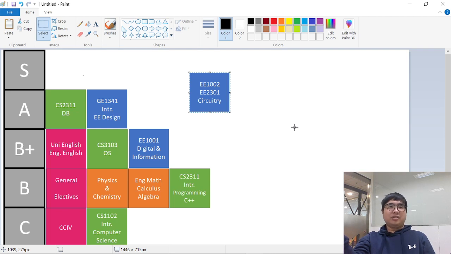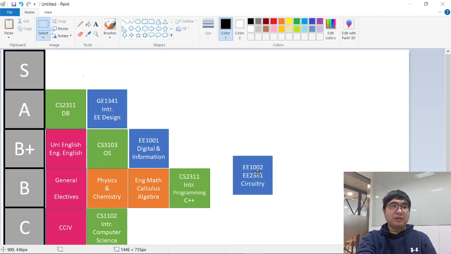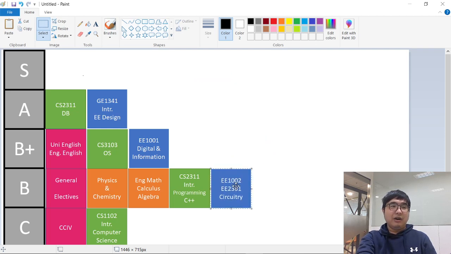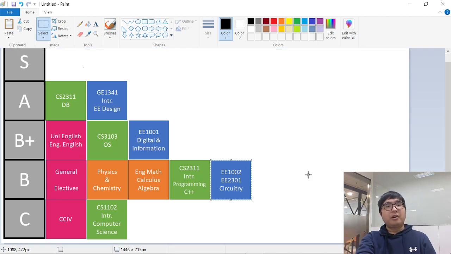And so for circuitry, I think I will give it a B. It's a must take. However, I do think that they should have designed it better.